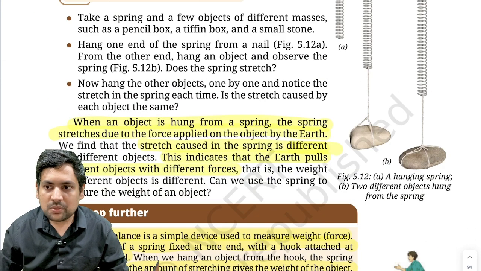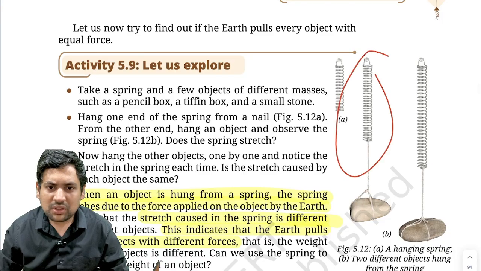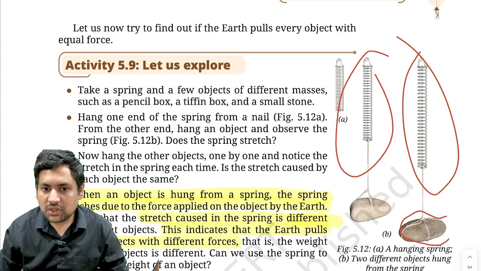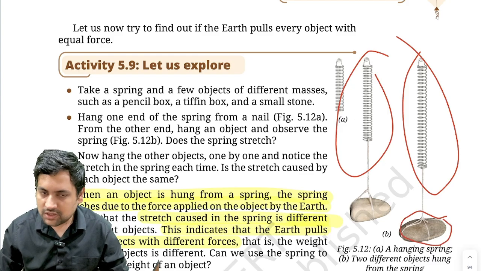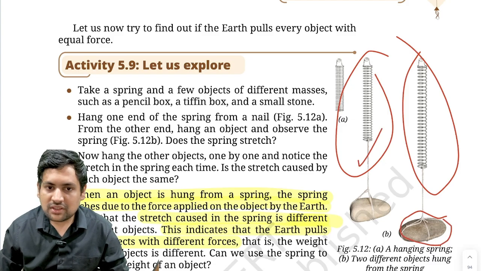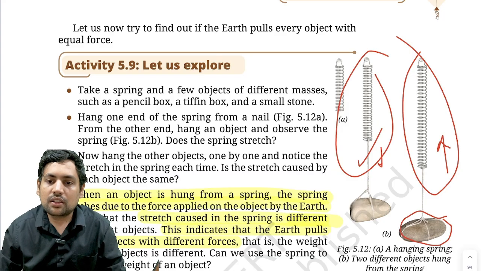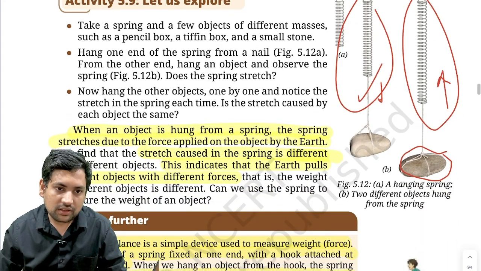Now, if you take two springs like this, now what do you think? Intuitively also you understand, if this stone is heavier, then this will go much down, the spring will be stretched more. In this case, it will be stretched less. In this case, it will be stretched more. You understand this? This is the core philosophy that is used to make a spring balance.